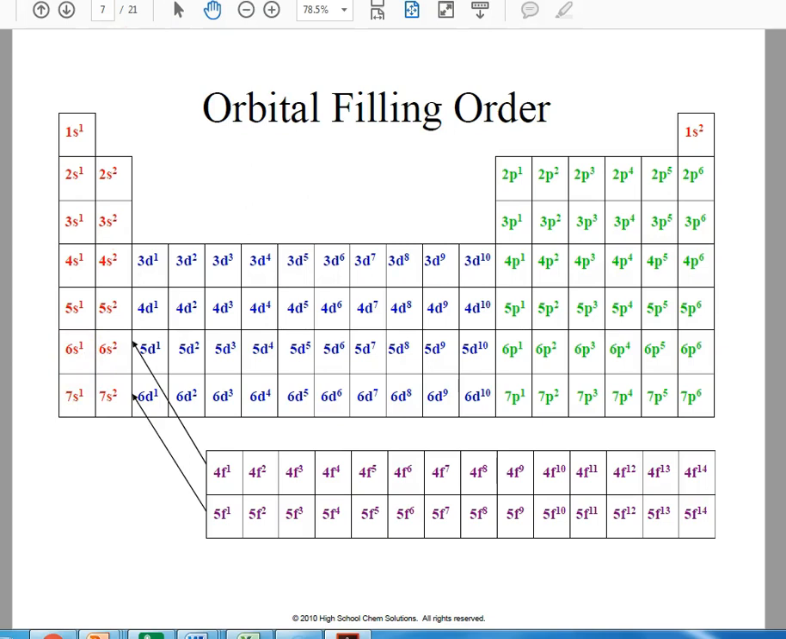All right, so looking back at our order, we would go 6s, and then we would go down to the 4f, and then when we finish with 4f, we would come back to 5d, and then go through 5d, 6p, 7s, then down to 5f, then back up to 6d, and then 7p. So this is the order in which we're going to fill up the orbitals. You saw those first few earlier, but this is the rest of them.